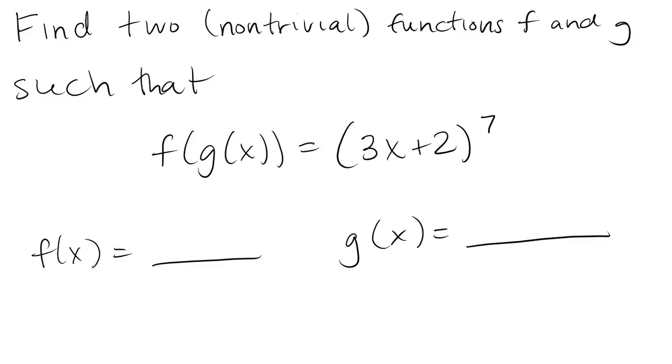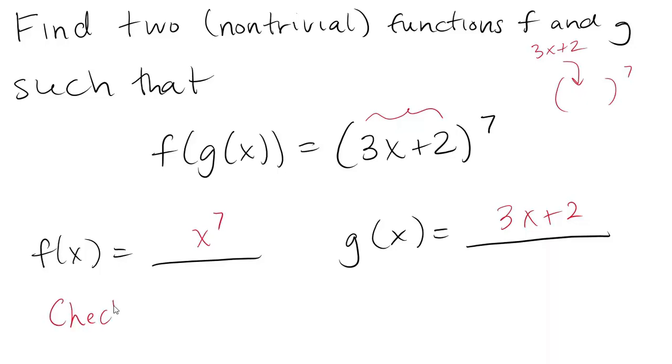Well, what I see is an inner function, 3x plus 2, being plugged into a skeleton of x to the 7th. So there's this function x to the 7th, and into that we're plugging in 3x plus 2. That gives me an idea of how to come up with my functions f and g. g is the inner function that's being plugged in. So that's 3x plus 2. And what function am I plugging that into? Well, the function that raises its input to the 7th power. We're calling the input x, so f of x would be x to the 7th power. If you check this, you'll see that it works.